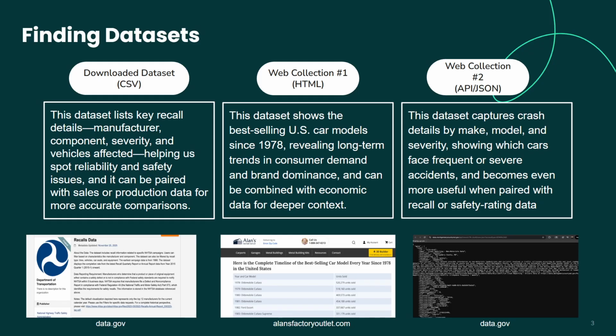This dataset shows the best-selling U.S. car models since 1978, revealing long-term trends in consumer demand and brand dominance. This can be combined with both of our files for deeper context.